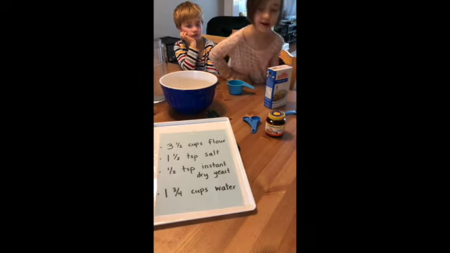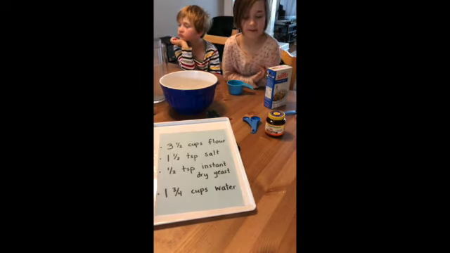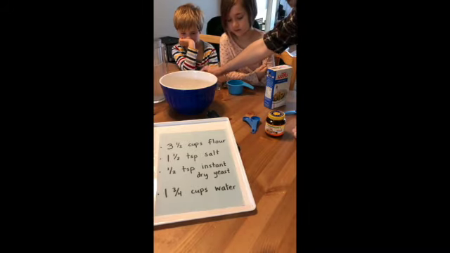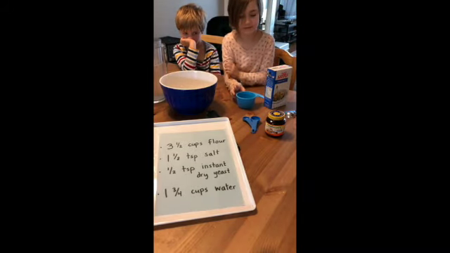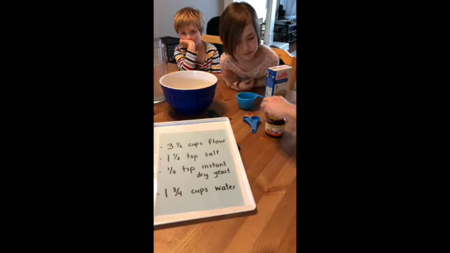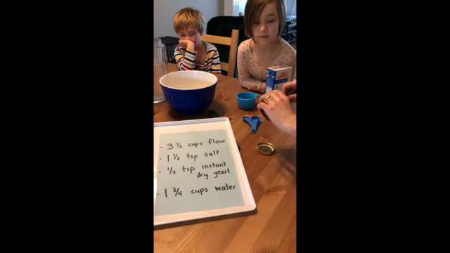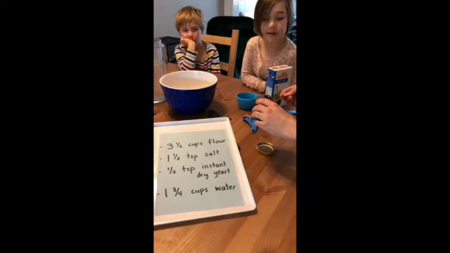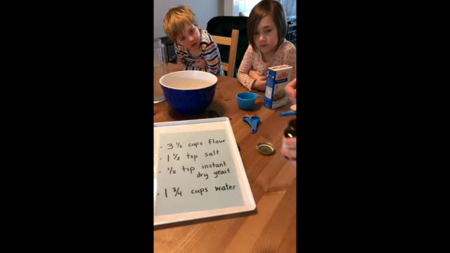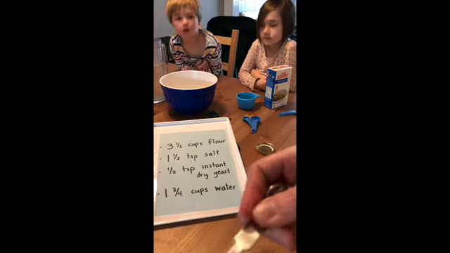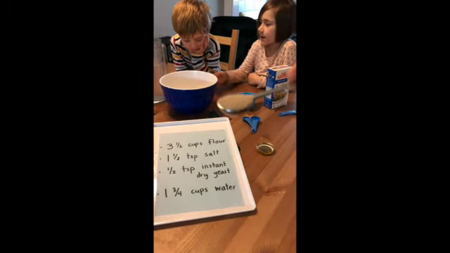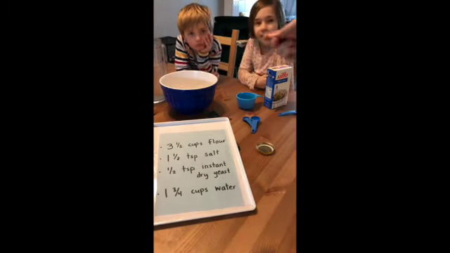Okay, so next thing we're going to add is the yeast. So now the recipe calls for half a teaspoon of instant dry yeast. So I'm going to get half a teaspoon here. Okay, so you can see the yeast will look like this. There we go. Okay, so that's our instant dry yeast. I'm just going to add that in.